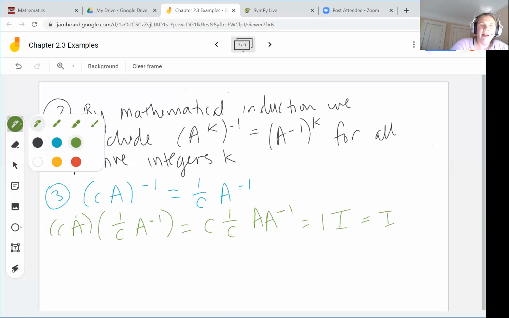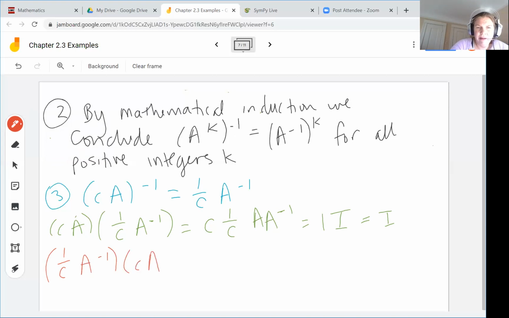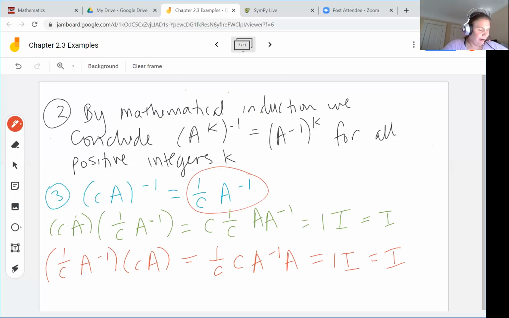And then we check on the other side. So we check if we multiply 1 over c times A inverse times cA, what are our results? These results are going to be 1 over c, and we can pull the scalar c out front, times A inverse times A. And so this is, again, 1 times the identity, or just the identity. So we can conclude then that this right here, 1 over c times A inverse, is in fact the inverse of the product cA.